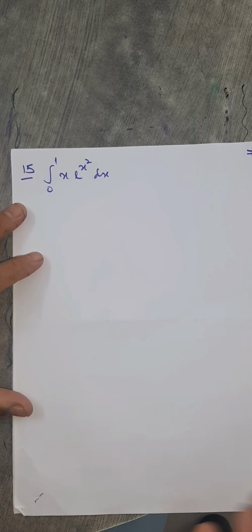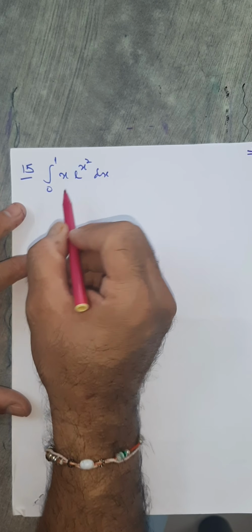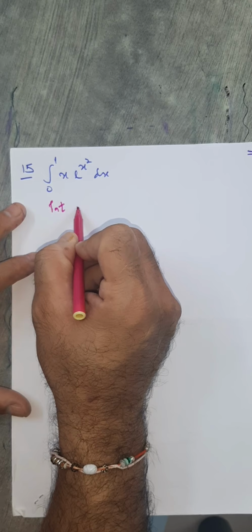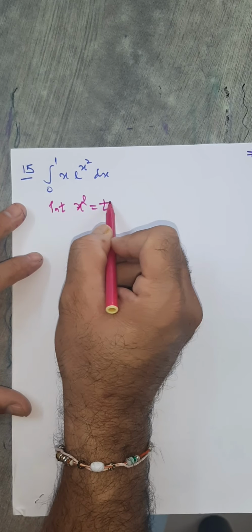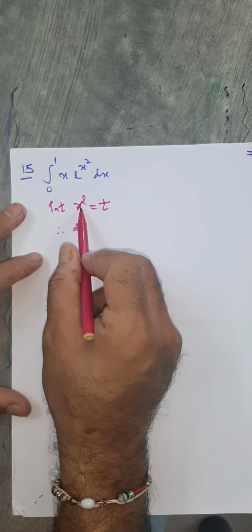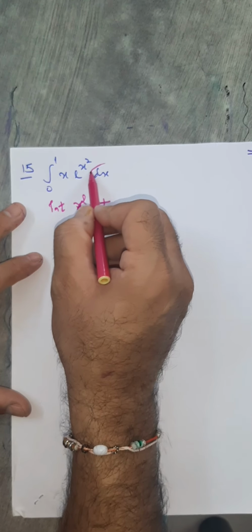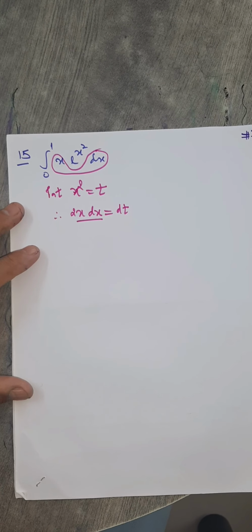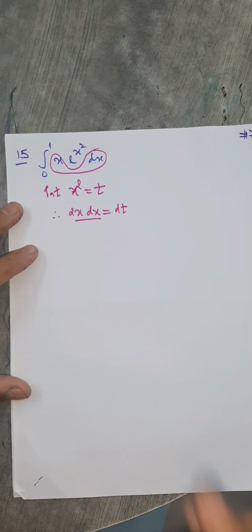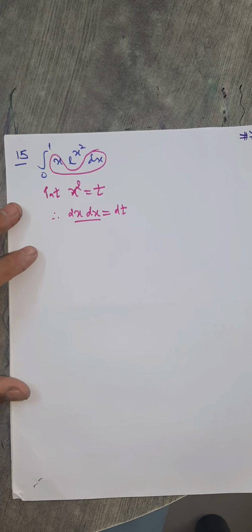Let me do question number 15. Here you know that this is not linear. So e raised to linear is not there, so it cannot be integrated directly. The only way to do it is the substitution x square equals t. Once you do the substitution, you differentiate: 2x is dt by dx. Now this much is already present, you see, x dx. So what is x dx? That is nothing but half dt.